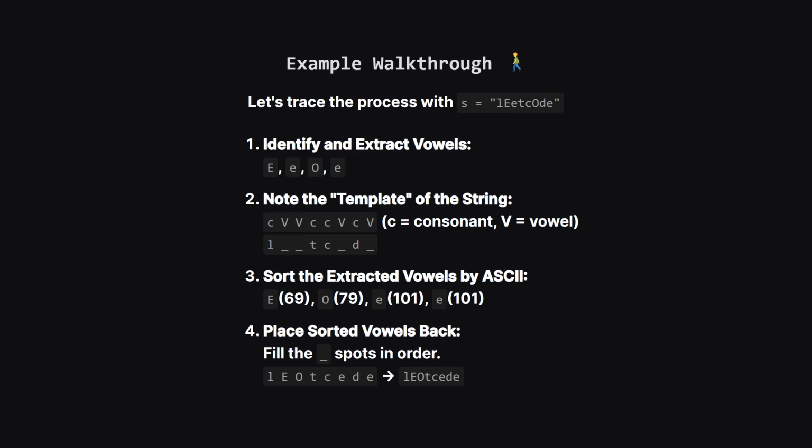Okay. Let's walk through an example to make this crystal clear. Say our input string is LEETCODE. First we scan through it and pull out all the vowels. That gives us E, E, O, E, E.